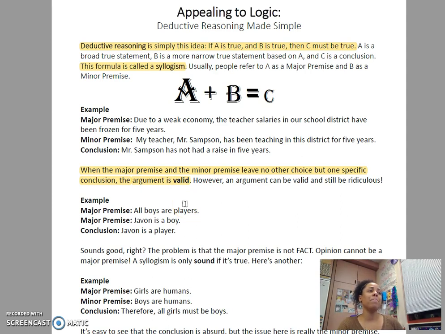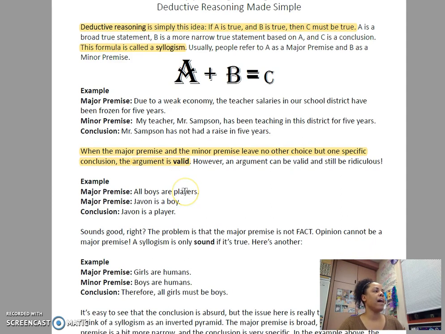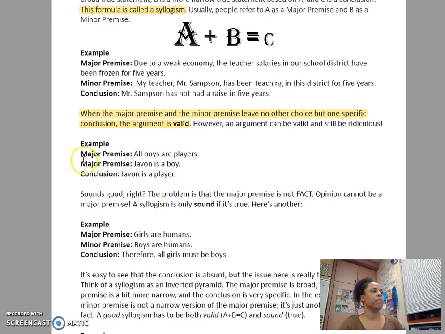However, an argument can be valid and still be ridiculous. Let's take a look at the second example. So you have this major premise that says all boys are players. And there may be some of you in the audience saying, amen. And then you have a minor premise that comes from this major premise: Javon is a boy. Conclusion: Javon is a player.